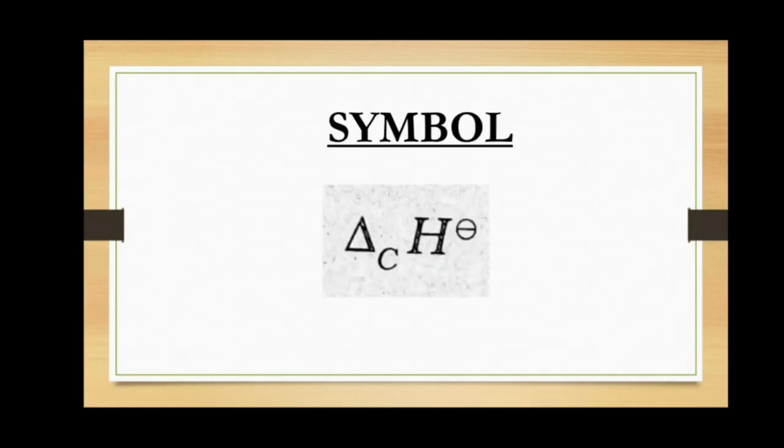Now, the symbol for standard enthalpy of combustion is what you see in the image, that is delta C H, and you can see a superscript which indicates standard state. So all the substances should be in their standard states. This is the symbol of standard enthalpy of combustion.